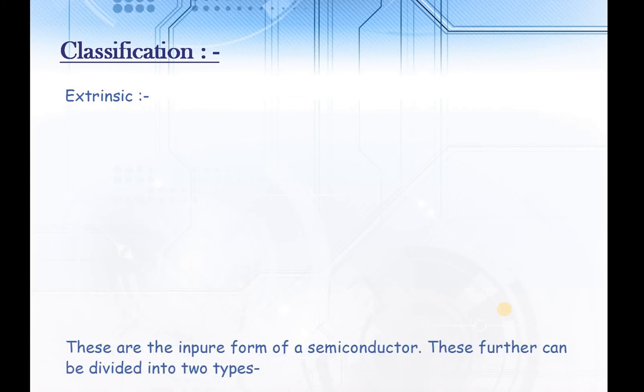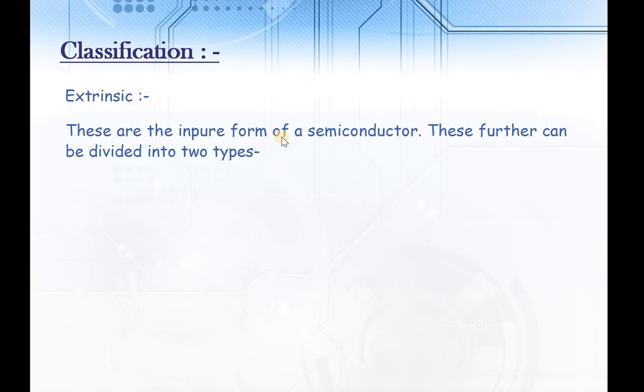Now come to extrinsic semiconductors. These are the impure form of semiconductor, meaning we add something from outside to increase the conductivity of an intrinsic semiconductor. The process of adding impurity is called doping, and the impurity which is being added is called a dopant. Two types of doping are possible: acceptor doping and donor doping. Acceptor doping makes holes and donor doping makes electrons. Based on the type of doping, these materials are further divided into two categories: N-type semiconductor and P-type semiconductor. So let's discuss one by one.